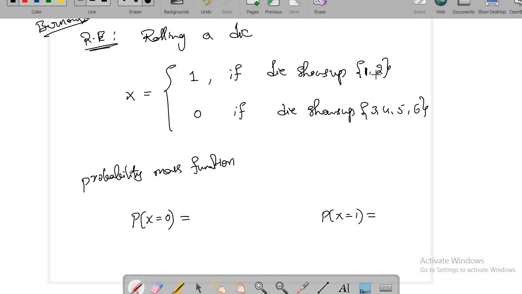Yeah. So probability of getting 1 or 2, there are actually two possible outcomes out of 6. 2 out of 6. That is what? 1 by 3. It's not 2 by 3. So 2 by 6, that is 1 by 3. And probability that x equal to 0. So x will take 0 if any one of these values comes, that is 3, 4, 5, 6. There are how many favorable outcomes? 4 favorable outcomes are there out of 6. So 4 out of 6. That is 2/3.